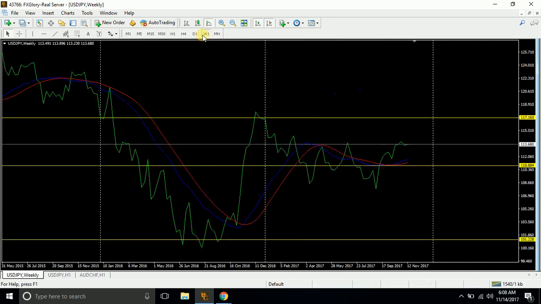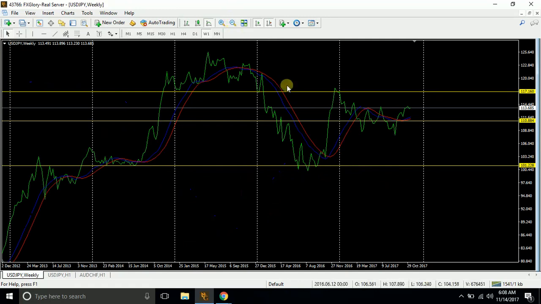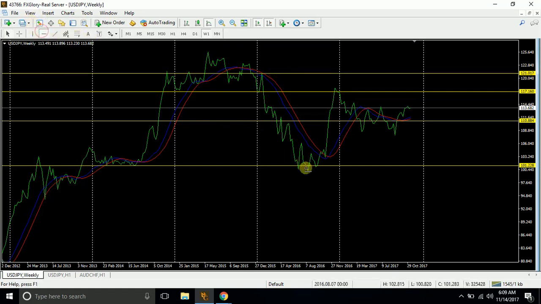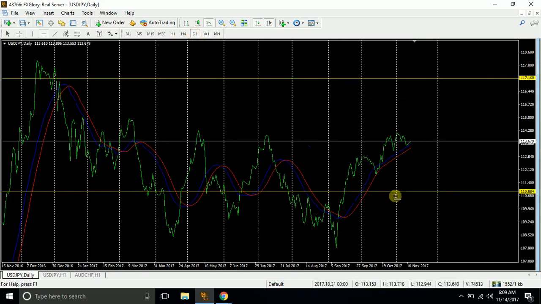If we were on the weekly, we would do the same thing. High, low, and a midpoint. Now looking at this, we see 101 to 121 is the high and low, midpoint at 110. So we've already established that. We can go to the daily. Same thing for this period.